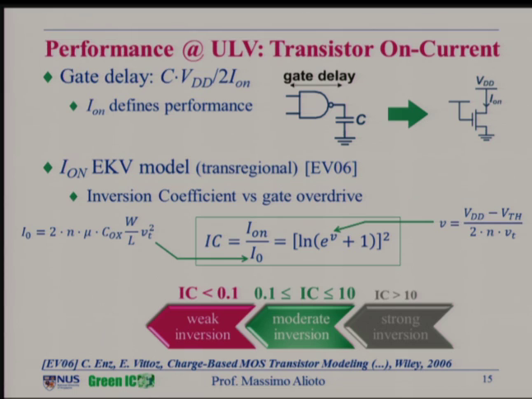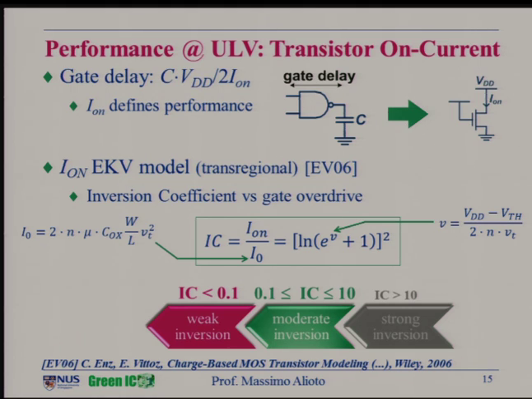In particular, this model expresses the current, or more precisely, the inversion coefficient, which is basically the on current normalized to a process-dependent current. But it's essentially the current, right? As a function of V, which is basically the gate overdrive, VDD minus VTH, divided by something else. But it's essentially the gate overdrive. So this is the IV characteristics of the transistor.